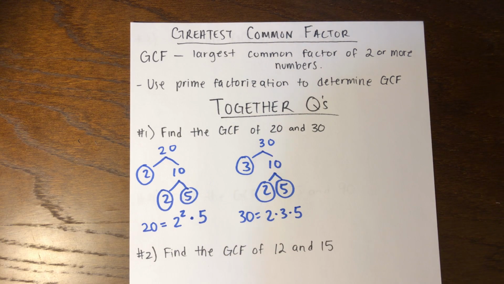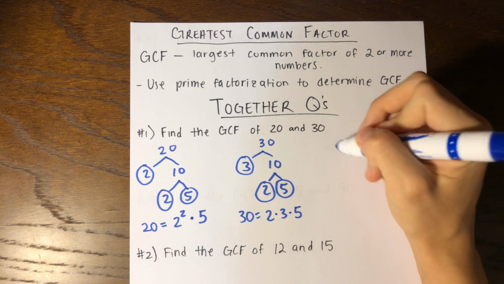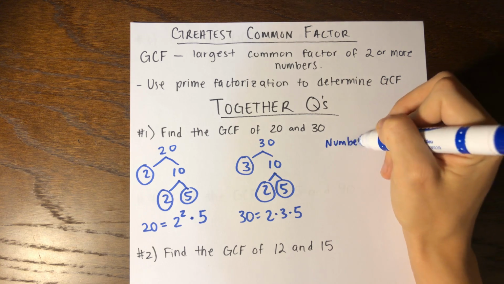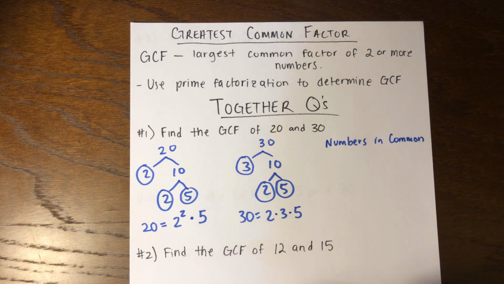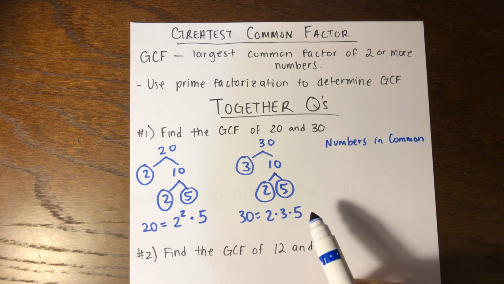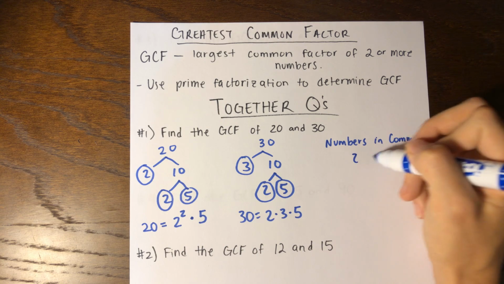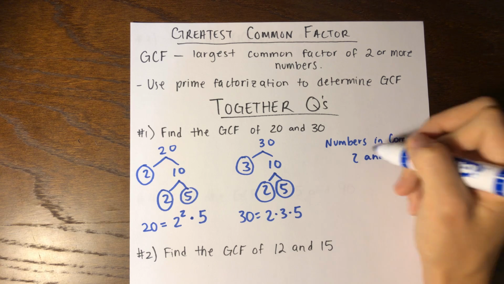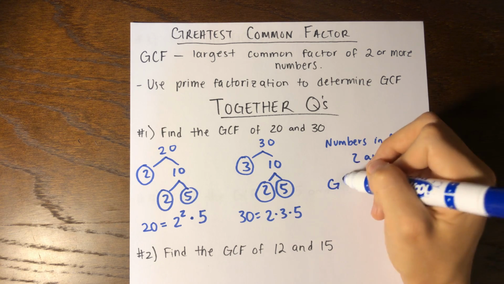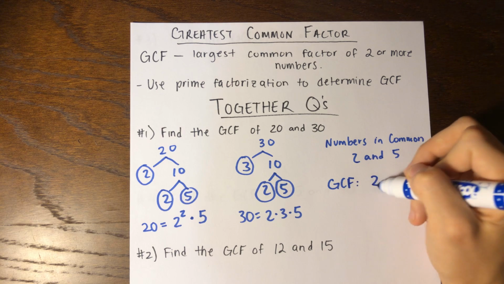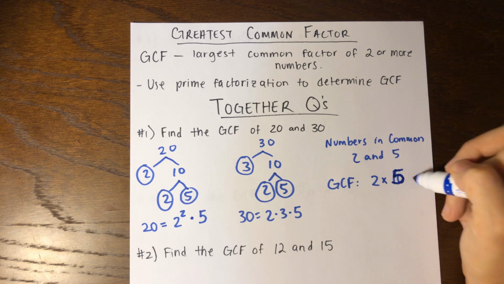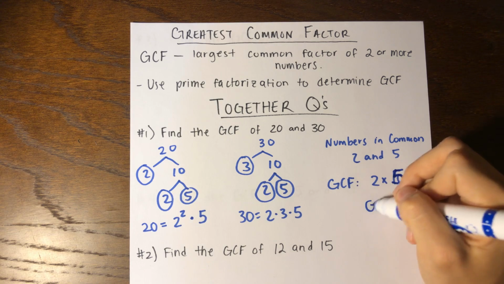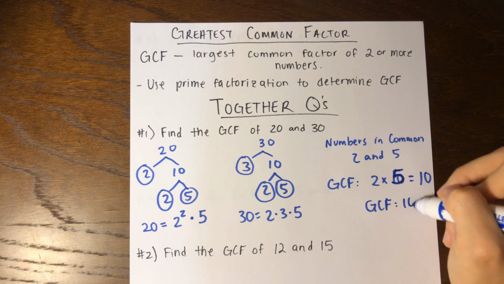We need to take the numbers that they have in common. Let's write numbers in common. Are 2 and 5, right? So numbers in common are 2 and 5. So for the GCF, you just take those 2 numbers and you multiply them. 2 times 5 equals 10. So our GCF is 10.